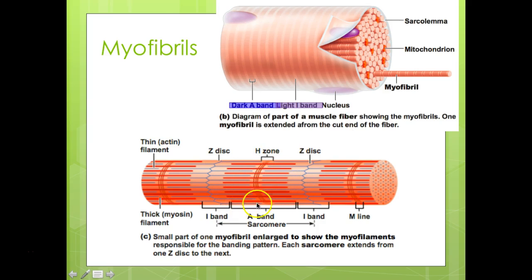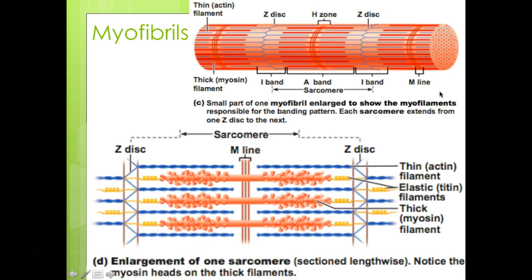So the A band is where the thick filaments are, and the I band is where only the thin filaments are. That's your take-home message right now. And like I said, a sarcomere, the functional unit of muscle, will go from Z disc to Z disc. One myofibril is made up of a bunch of sarcomeres.